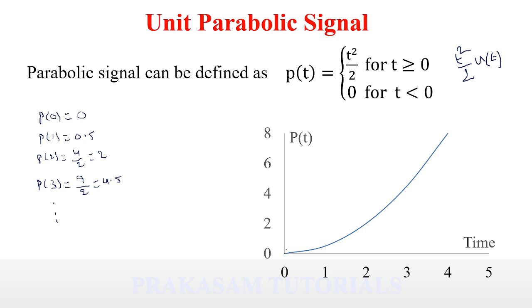At t is equal to 0, p of 0 is 0. At t is equal to 1, p of 1 is 0.5, and this is 0.5. Next, t is equal to 2, p of 2 is 2. Next, t is equal to 3, p of 3 is 4.5, and this is a 4, and this is 5. Between 4 to 5 approximately this is 4.5.